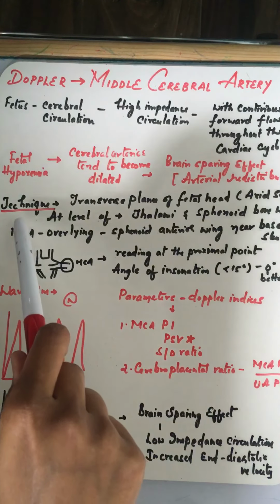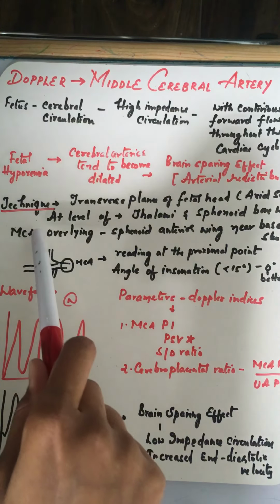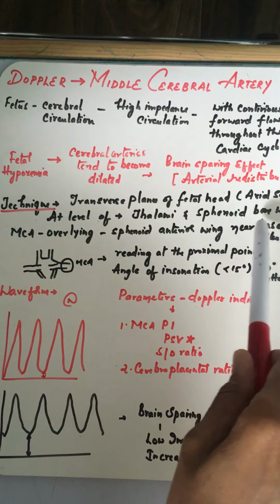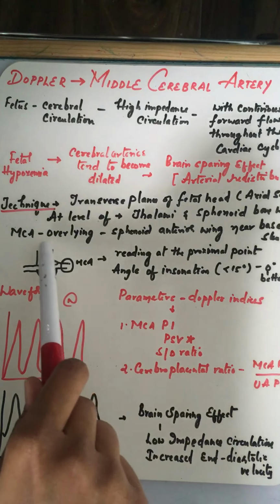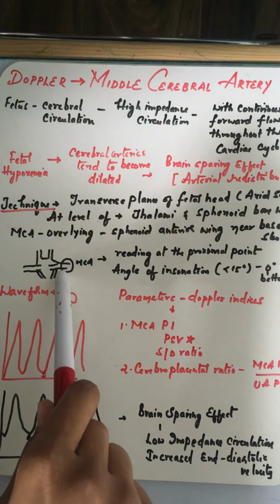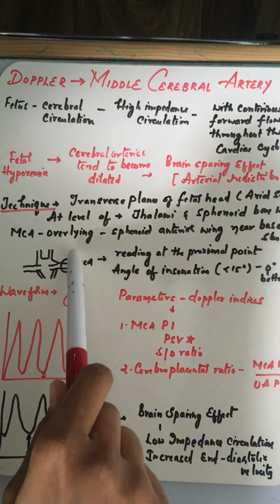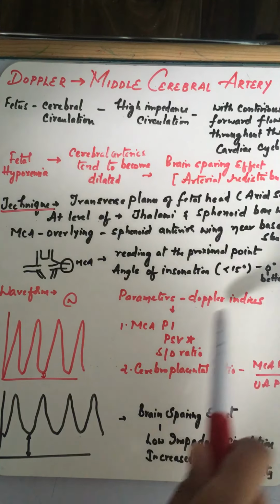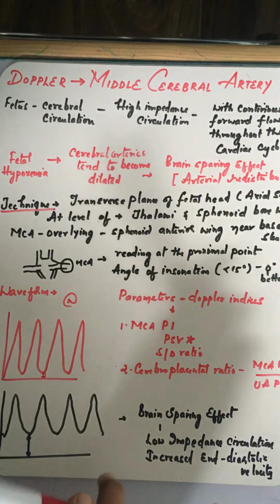And coming to the technique, how will you do it? We take a transverse section at the level of the thalami and sphenoid bone wings. Once you put on the Doppler, the MCA will be overlying the anterior wing of the sphenoid. So where will you take the sample? Once it arises from the internal carotid artery, in the proximal portion of the MCA, the sample is taken, and the angle of insonation should be near zero. It should not be more than 15 degrees.